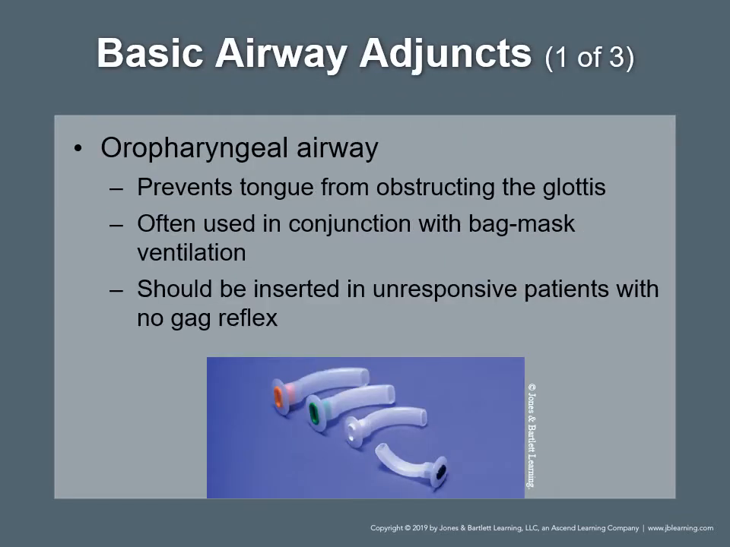Basic airway adjuncts prevent obstruction of the upper airway by the tongue and allow passage of air and oxygen to the lungs. The oropharyngeal airway prevents the tongue from obstructing the glottis, often used in conjunction with bag mask ventilation, BVM. Indications for an oral airway include unresponsive patients without a gag reflex, and any patient being ventilated with a bag mask device without a gag reflex.